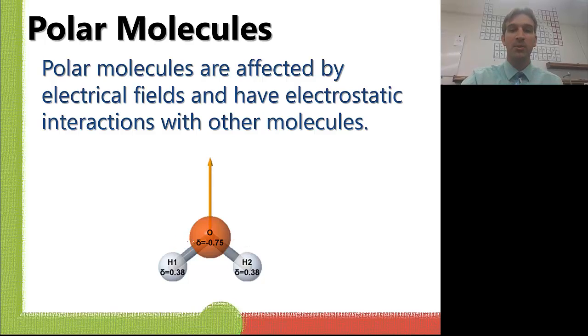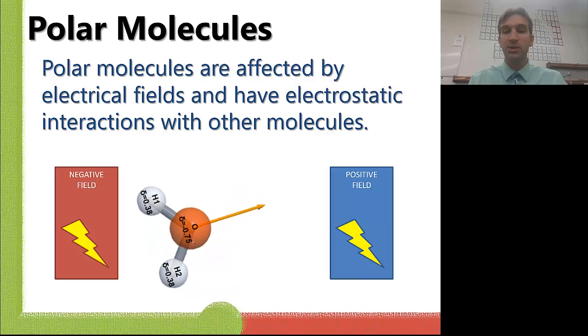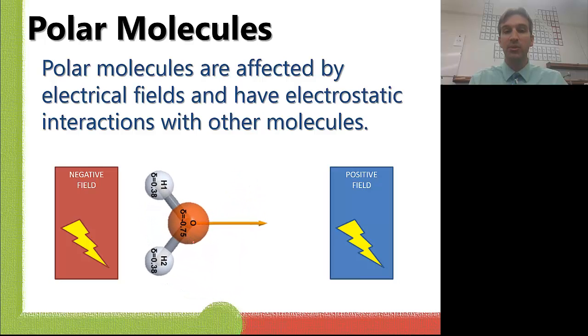Now, remember that we have evidence of polar molecules because they're affected by electrical fields. So if I introduce a negative field here on the left and a positive on the right, when I turn on that field, you'll notice that the molecule itself will shift. It's going to rotate so that the more positive side is attracted to the negative field. That's this partial positive. And then the more negative side, where our gold arrow points out, that partial negative charge is attracted to a positive field.